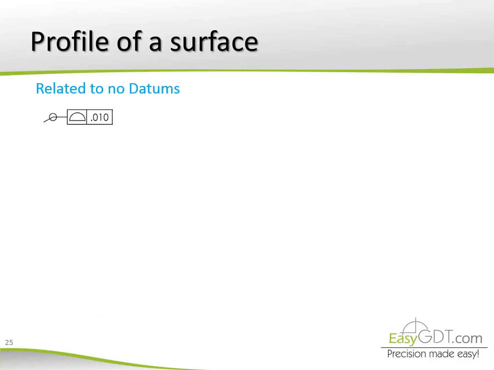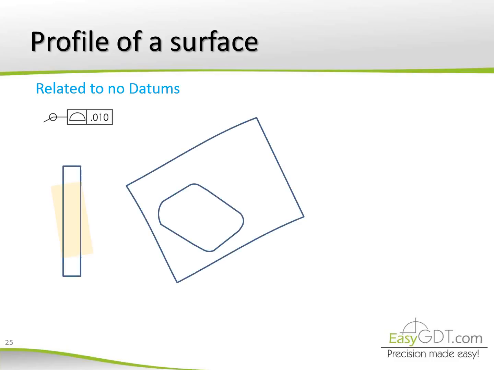And finally, here we have the profile tolerance without any datum indicated. So it becomes simply a form control. Remember that form controls don't relate to datums. The part can be oriented in any direction to try to make the surface to lie entirely within the tolerance zone.